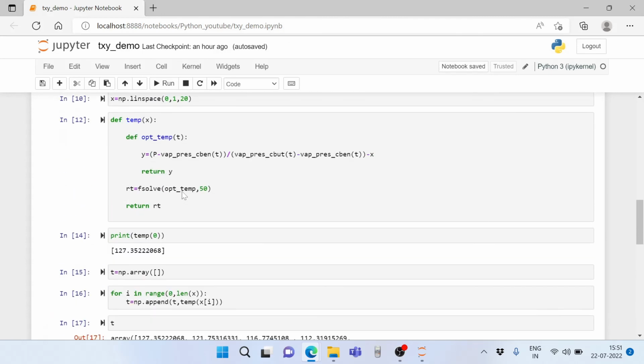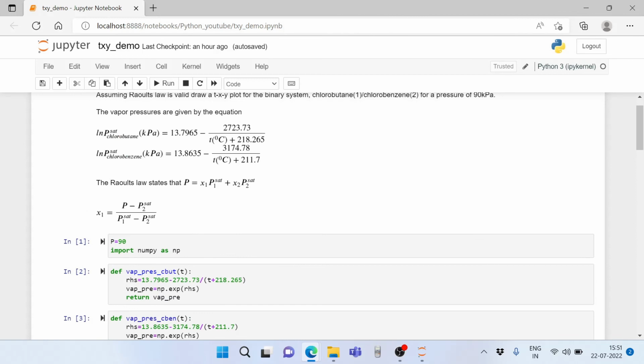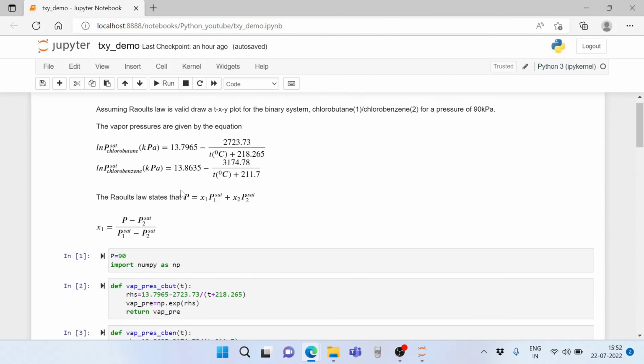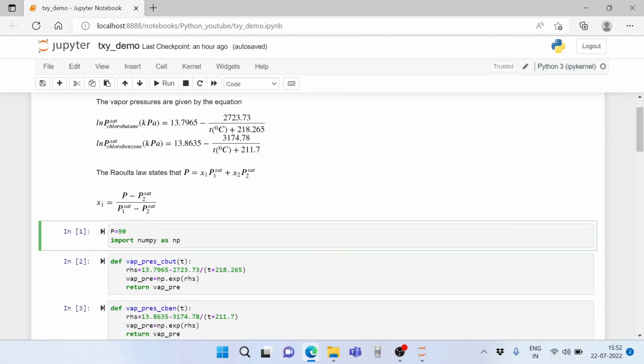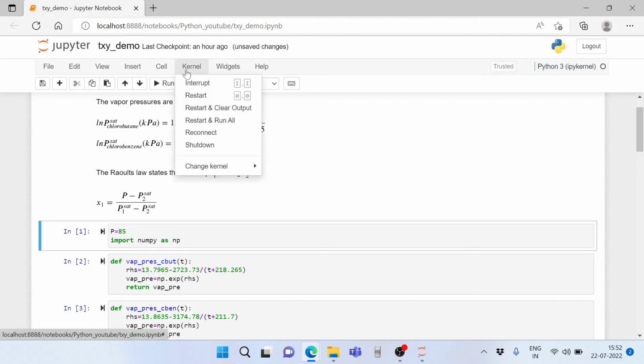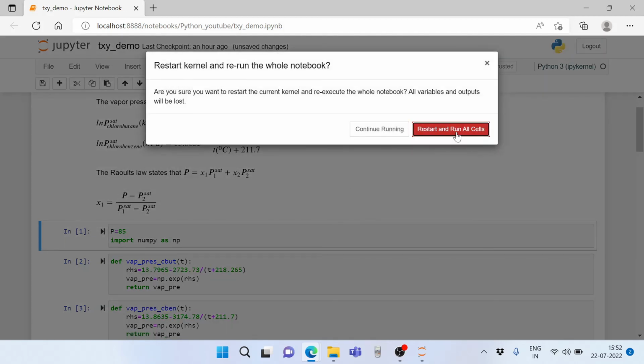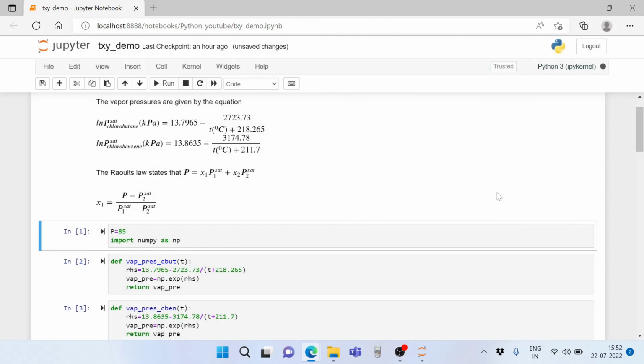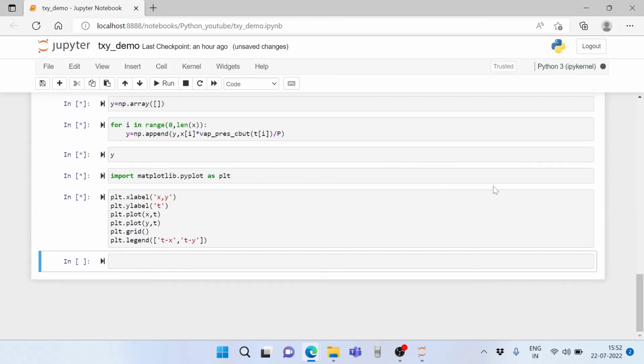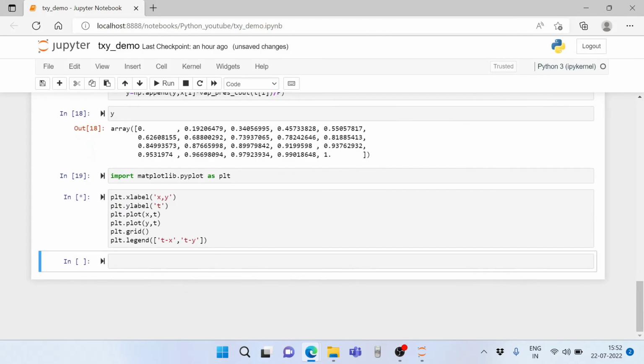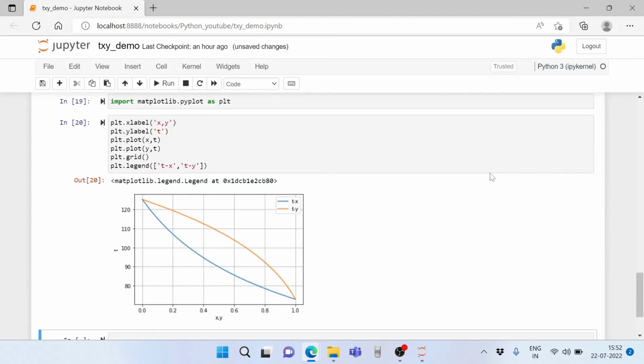Now, this entire program has been written in such a way that if you want to calculate the TXY plot at any other pressure, that was the reason why I first defined P as a variable and set it equal to 90. I can do it for, let us say, 85 now and run the entire program. That's it. Now you have it for 85 kilopascals.